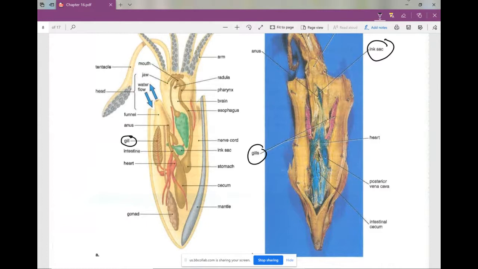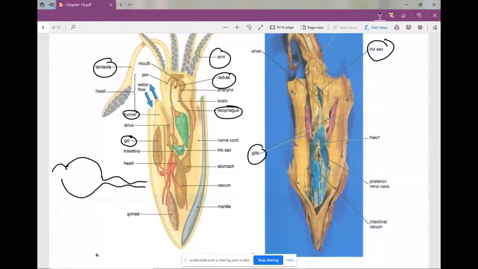Okay, so gills, the funnel, tentacles, arms, radula, esophagus. I can show you a picture of the esophagus. Right, as it was attached to the head, to the mouth. You have that big muscular thing with the squiggly line, and it had that beak. All right, so this is the mouth, and that's the esophagus. All right, and the mantle.